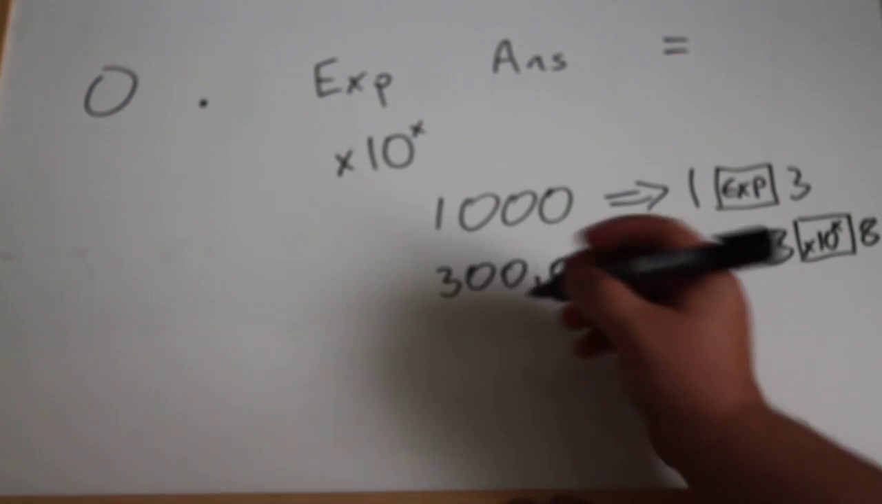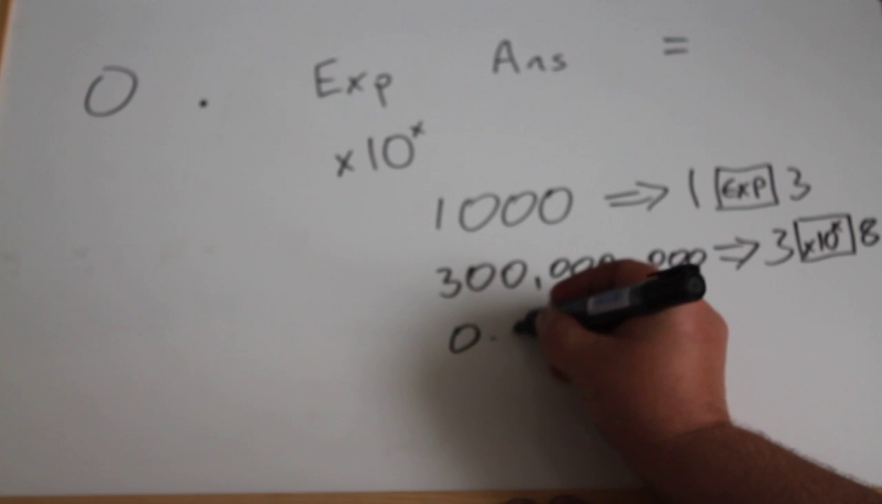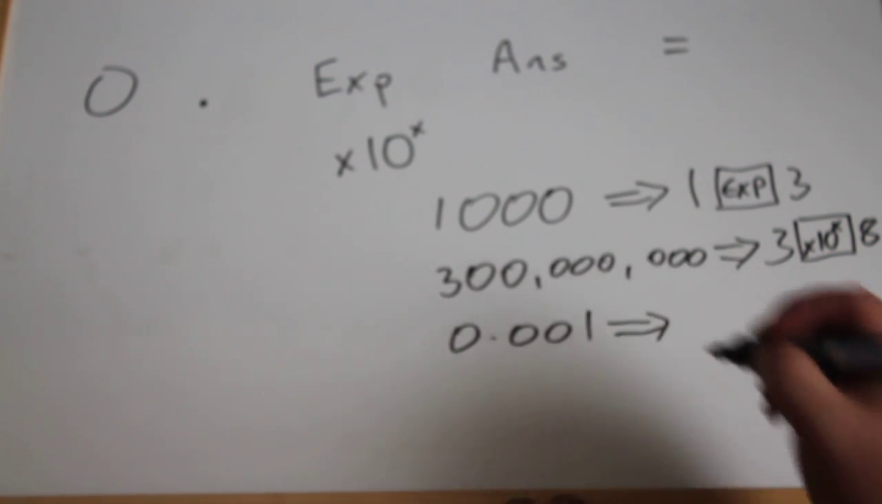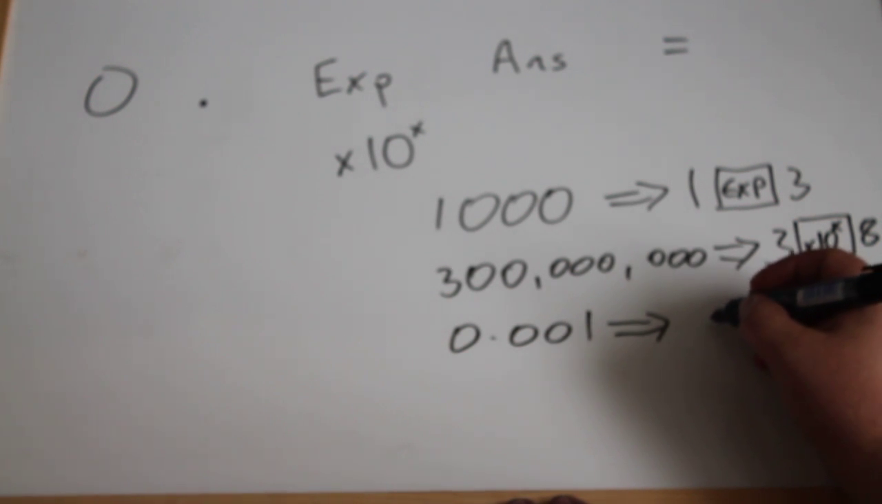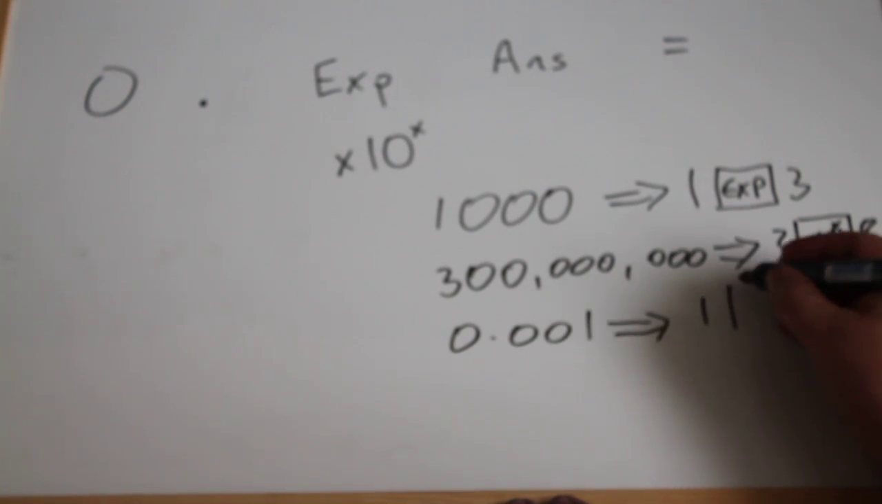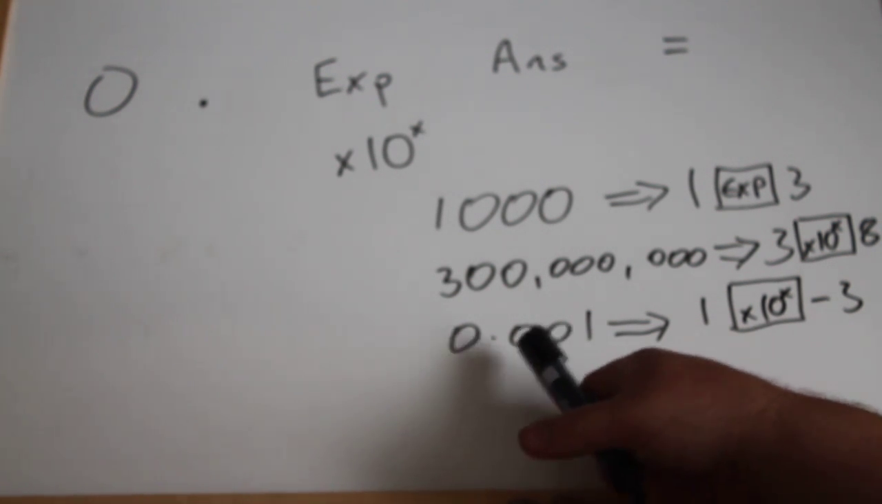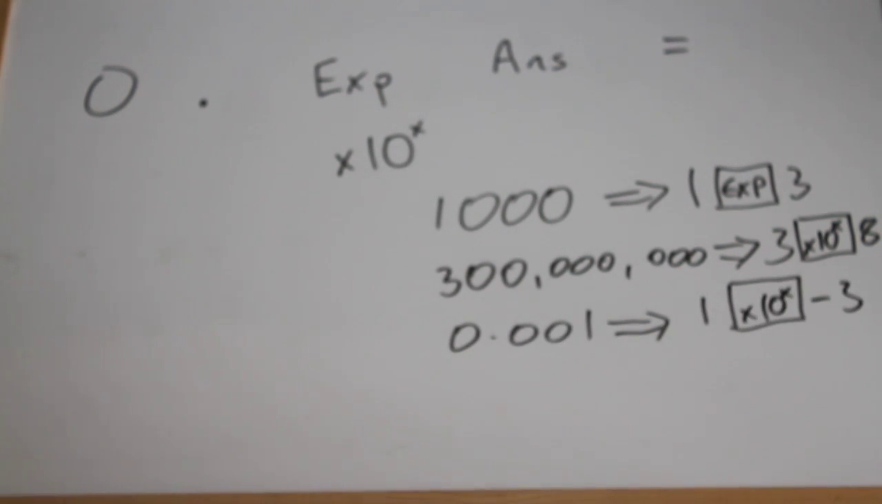Of course, if it's a very small number, 0.001, a thousandth, we do the same thing again, but this time it's 1 times 10 to the minus 3. 1, 2, 3 places beyond the decimal point. And that's going to be really valuable for you and really useful.